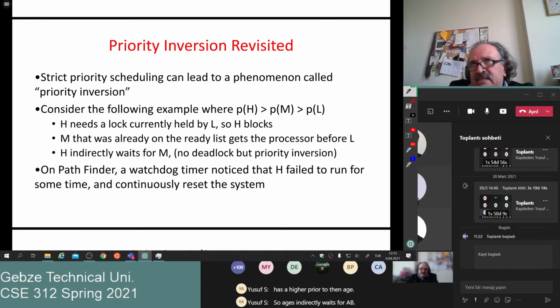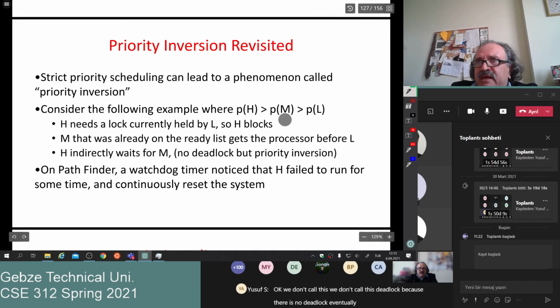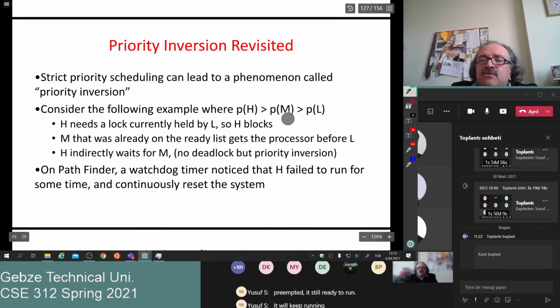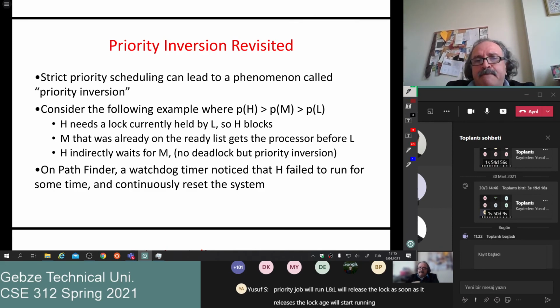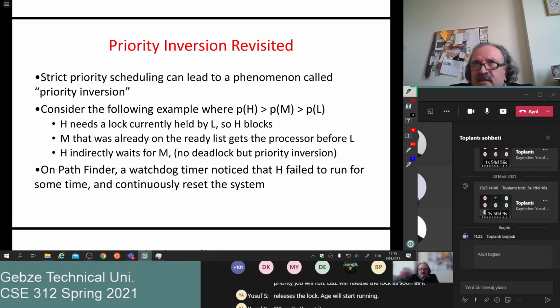We don't call this deadlock because there is no deadlock. Eventually, M will be done. Either it will be blocked or will be preempted. No, it is not preempted. It will be blocked because preemption means that if M is preempted, it is still ready to run. It will keep running, right? So M has to be blocked. When M is blocked, if there are no high priority jobs, then the low priority job L will run, and L will release the lock. As soon as it releases the lock, H will start running. So that's not a good thing.